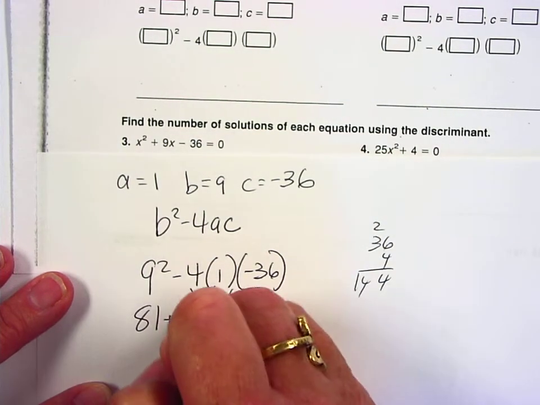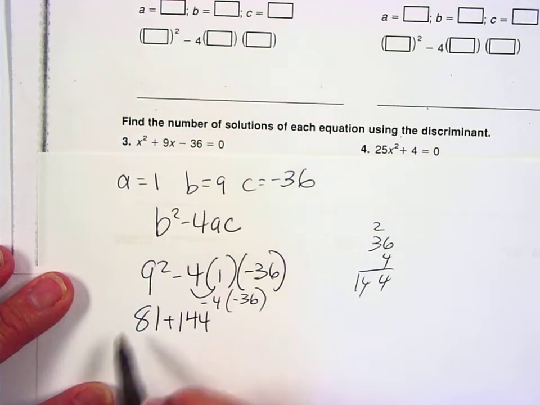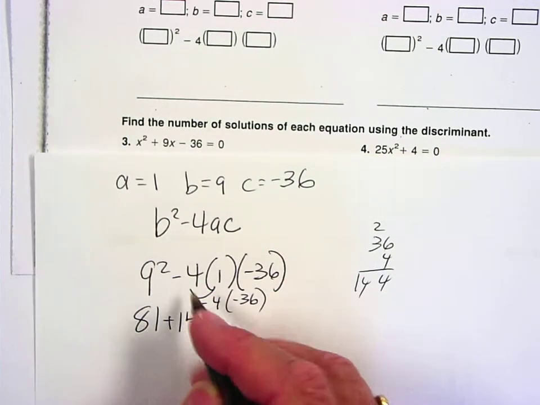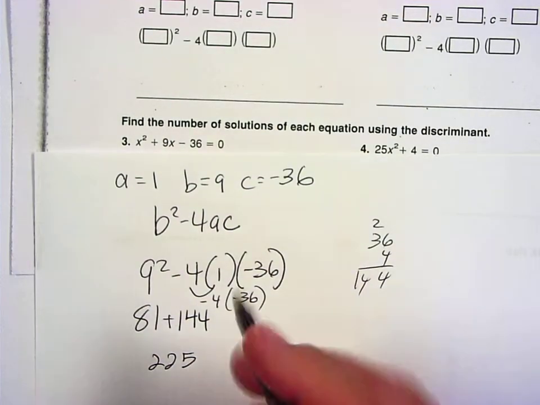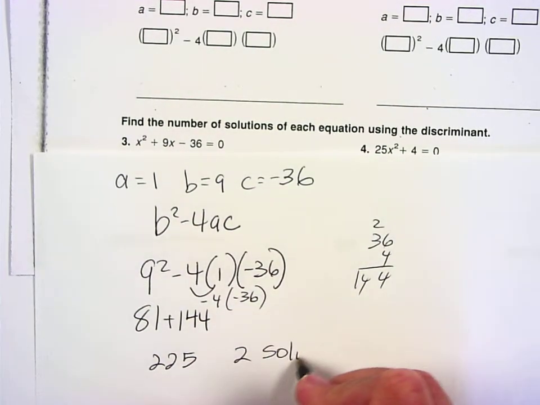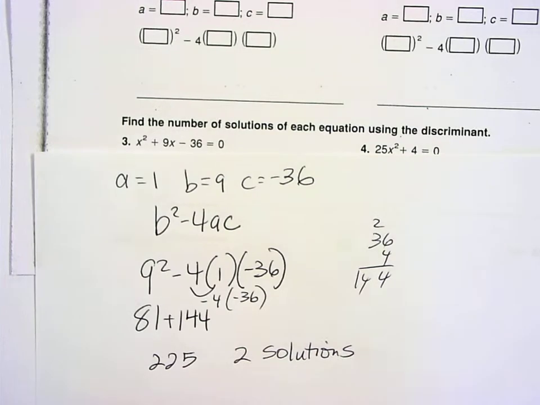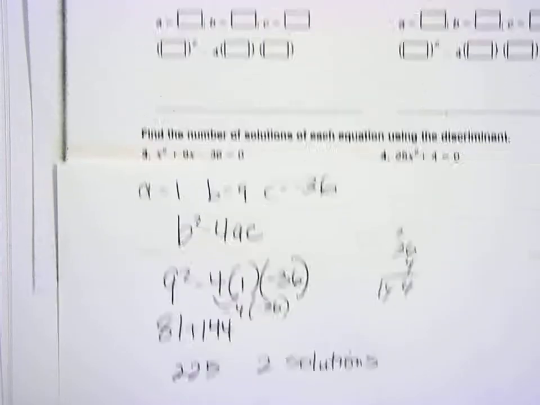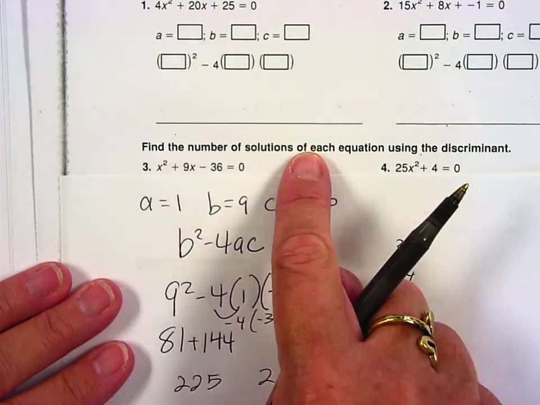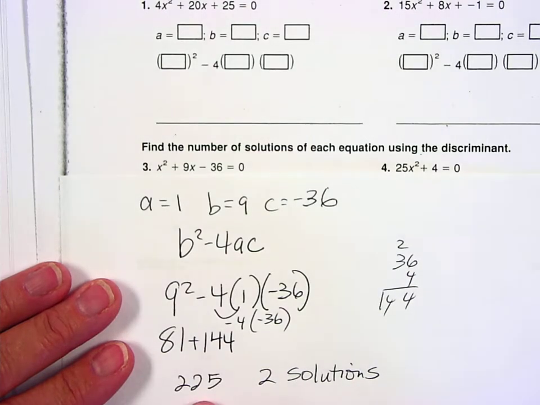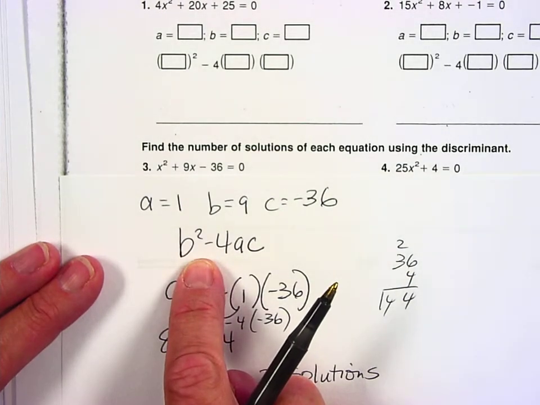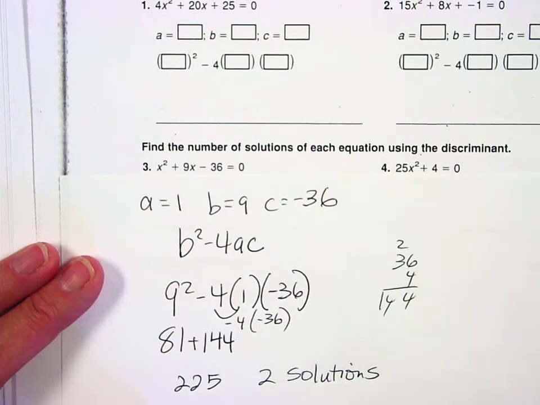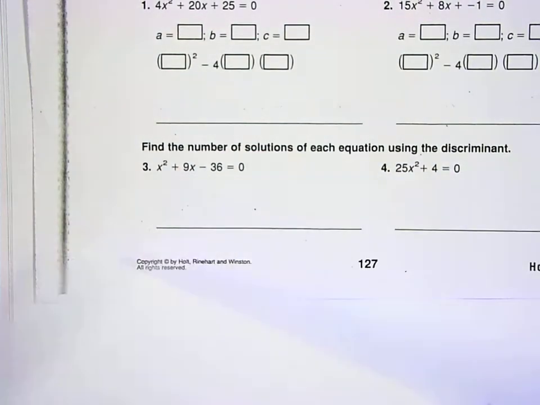is +144. If I add those together, I get my discriminant, which is 225. It's a positive number, therefore I'll have two solutions, and that's all I needed to find out. All it says is find the number of solutions. Since my discriminant is positive, we have two solutions.